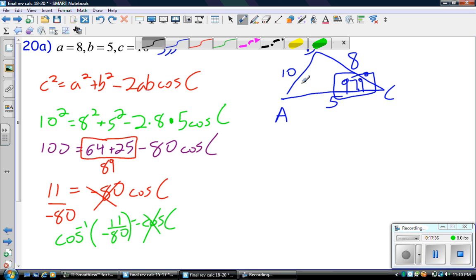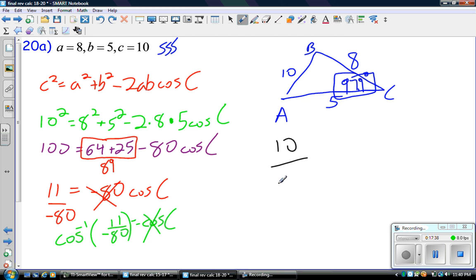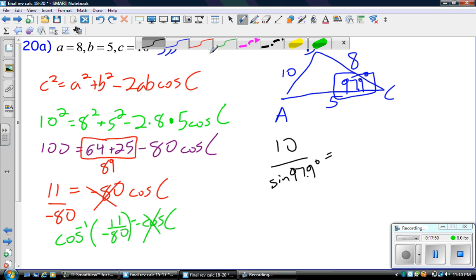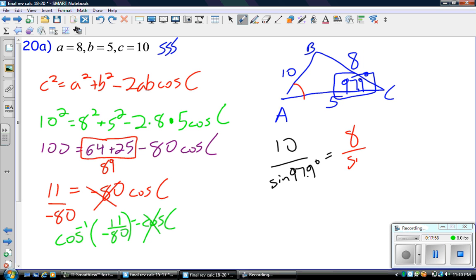So using law of sines, I could say 10 over the sine of 97.9 equals, I'm going to solve for angle A. Why? Just felt like it. So I'm going to solve for this angle: 8 over the sine of A. Cross multiply, because it's a proportion, so it's easiest to cross multiply. So I'd have 10 sine of A equals 8 sine of 97.9.